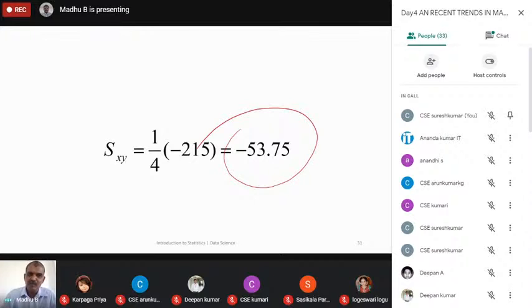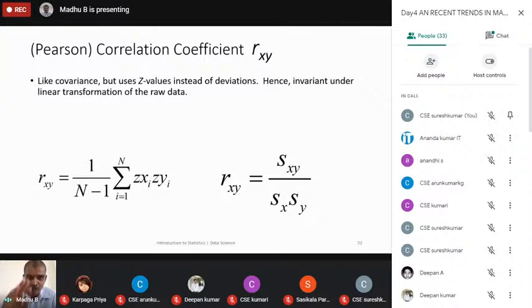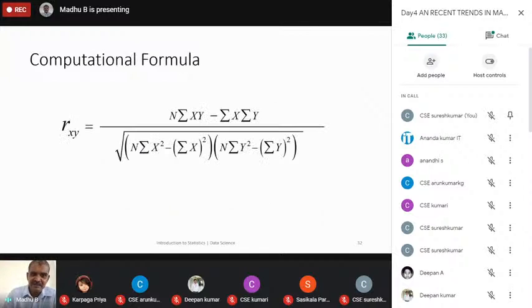So the more popular component is using the Pearson's correlation, which has a range of -1 to +1. So Pearson's correlation is the covariance only, but it uses the z-score instead of the values. So what did we see? The z-score is z equals x minus mu by sigma. We saw that previously. Now, if I look at it as a formula, this is what I see. Summation of xy minus summation x multiplied by summation y divided by summation of x squared minus summation x whole squared.